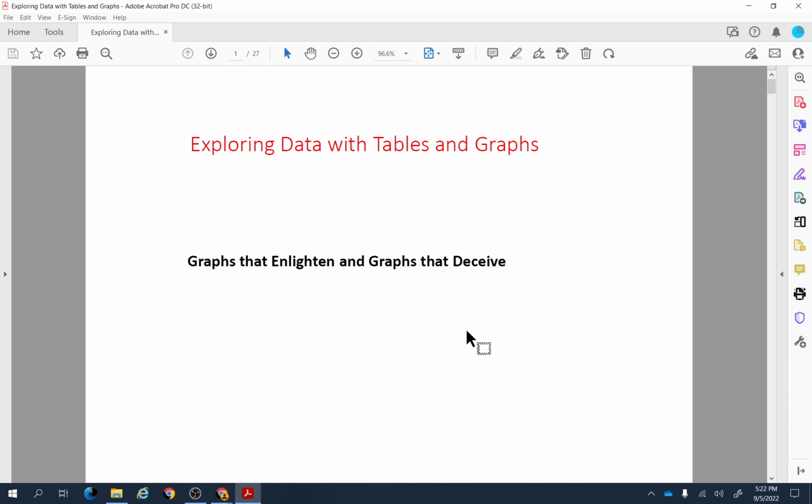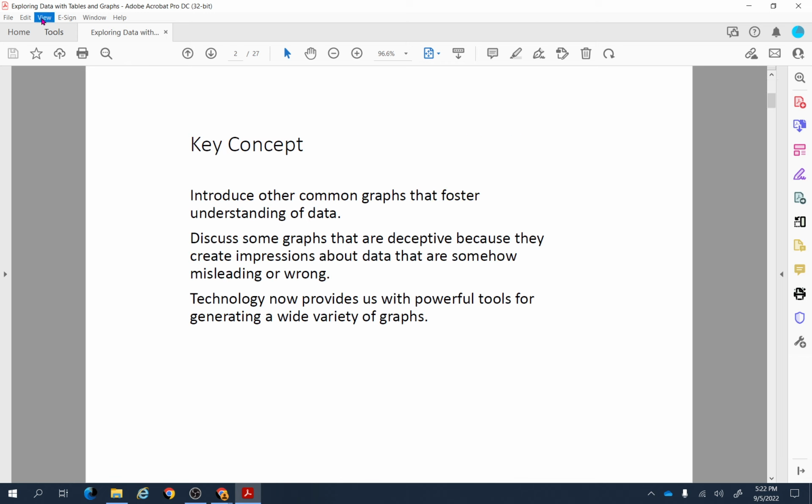Okay, so we are discussing exploring data with tables and graphs. In this section, we're going to talk about more graphs, and some of these graphs are very useful. Sometimes graphs might not be a good idea for comparing things. Okay, so let's go here.